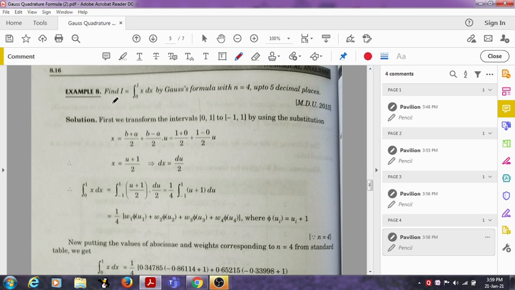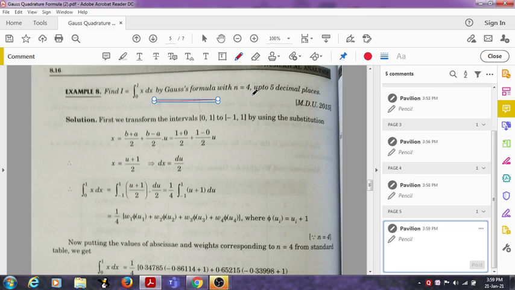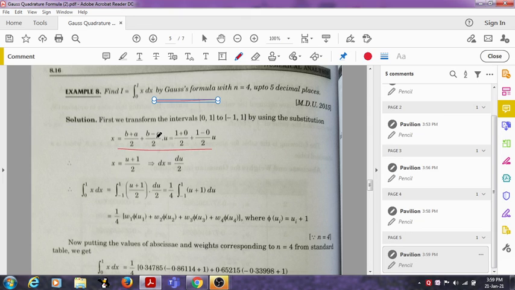We have to find the value of the integral, the integral from 0 to 1 of x dx, by using the Gauss formula with n equal to 4, up to 5 decimal places. First we transform the interval 0 to 1 into minus 1 to 1 by using the substitution x is equal to (b plus a)/2 plus (b minus a)/2 into u.